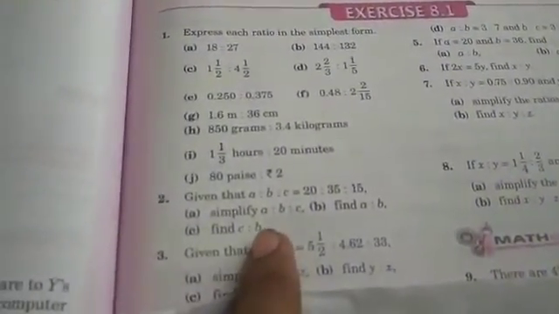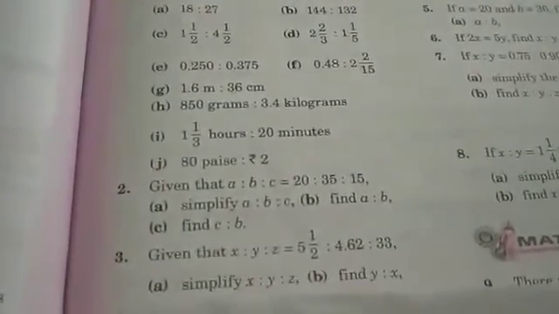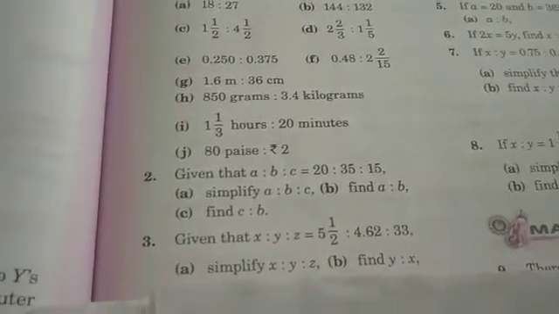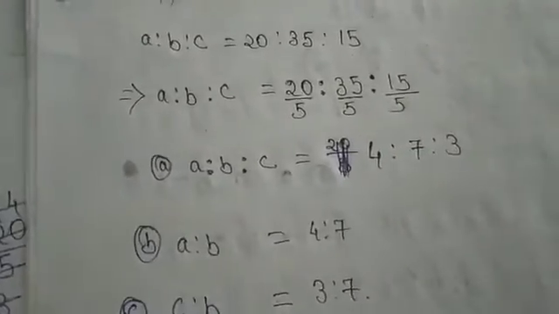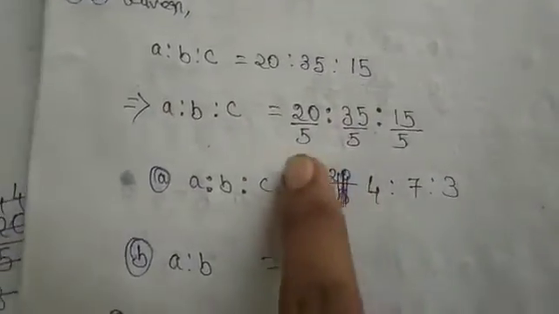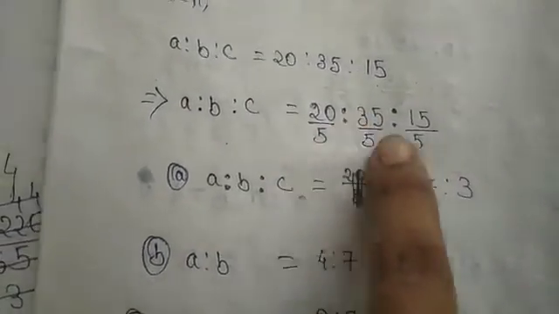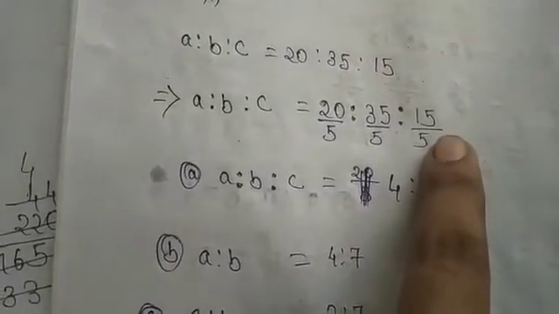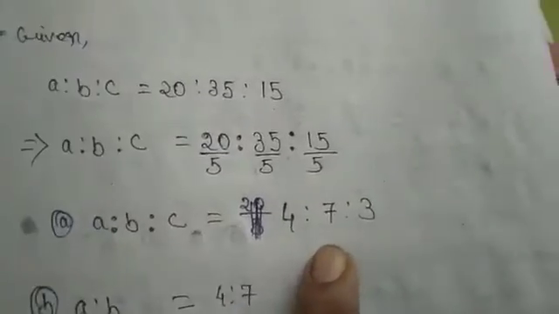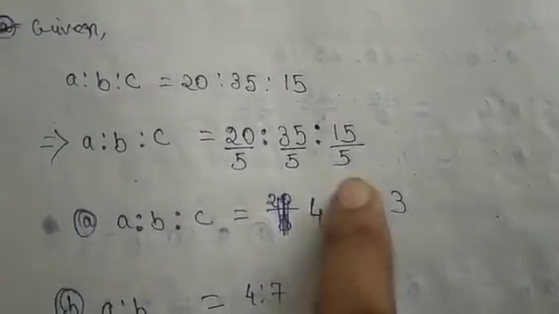See, question number 2. Given that A is to B is to C is equal to 20:35:15. Simplify A is to B is to C. Find A is to B and find C is to B. Just now we have seen that if it is A is to B is to C, we can cancel it out. 5 is common in each case. So 20 by 5, 35 by 5 and 15 by 5, I can cancel it out. After cancelling, the simplest form is 4:7:3.